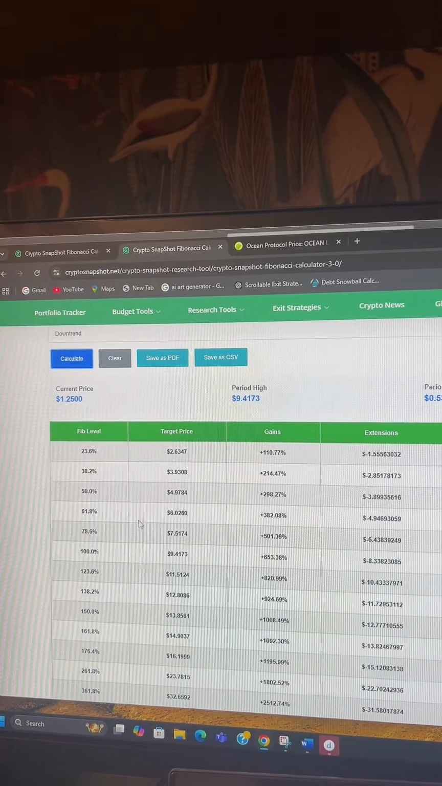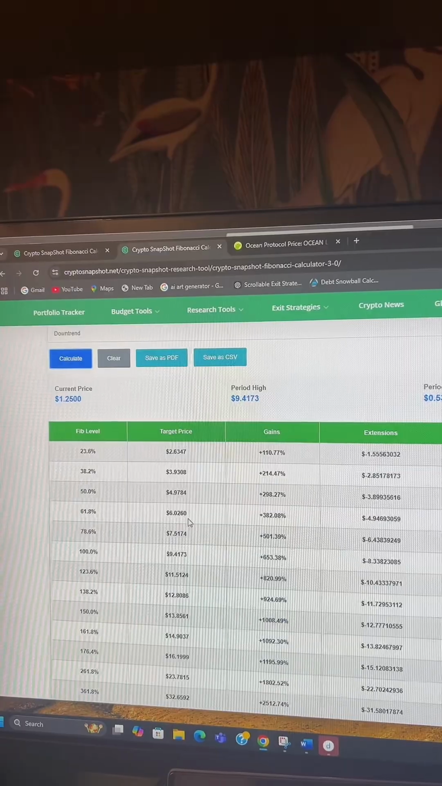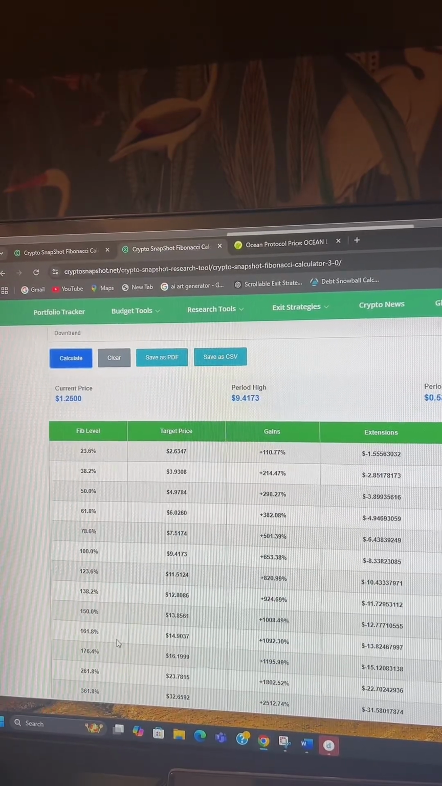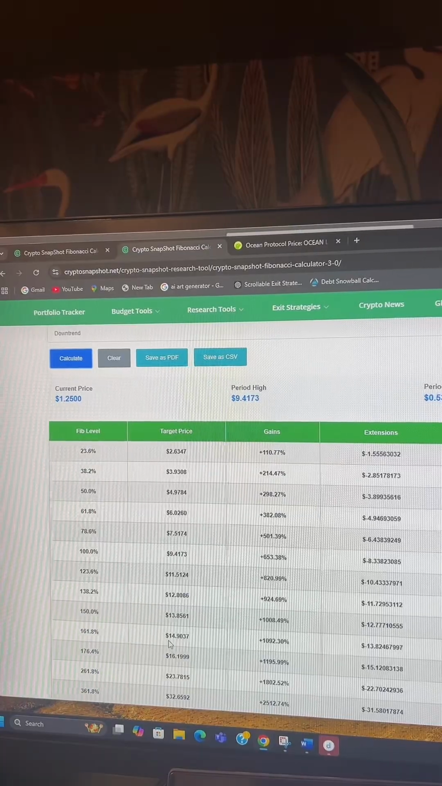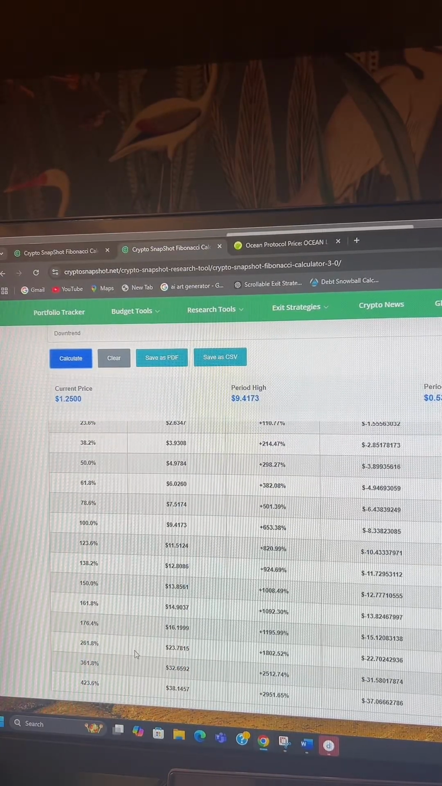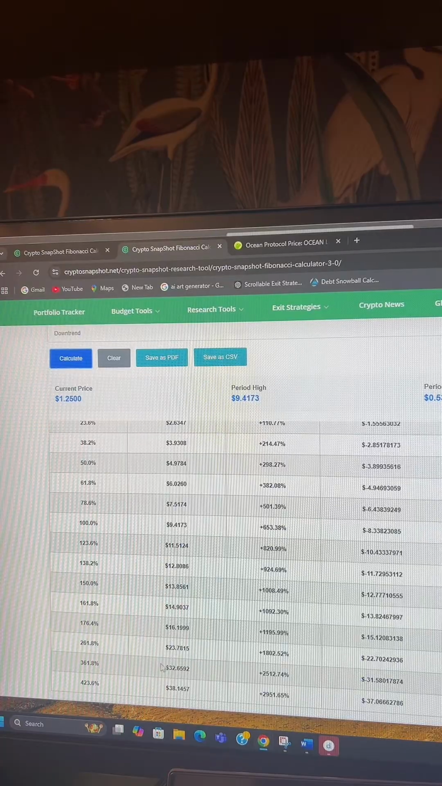The 618 level, it could hit $6.02. At the new golden ratio, the 1618, it could hit $14.90. If it were to break out and go to the 2618 level, $23.78.